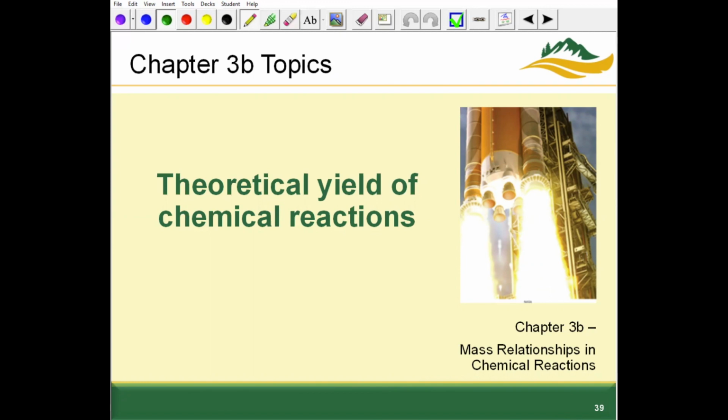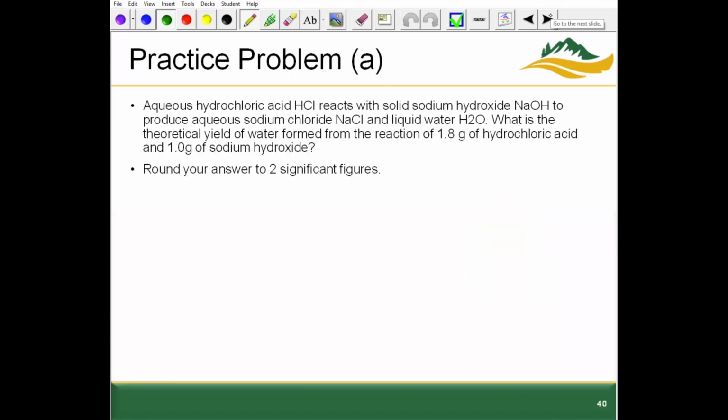Next, we're going to go into the theoretical yield of chemical reactions. So not just hypothetical A, B, and C, but using real chemical reactions. We have aqueous hydrochloric acid reacts with solid sodium hydroxide to produce aqueous sodium chloride and liquid water. What is the theoretical yield of water formed from the reaction of 1.8 grams of hydrochloric acid and 1.0 grams of sodium hydroxide? Notice we're given an amount of hydrochloric acid and sodium hydroxide.